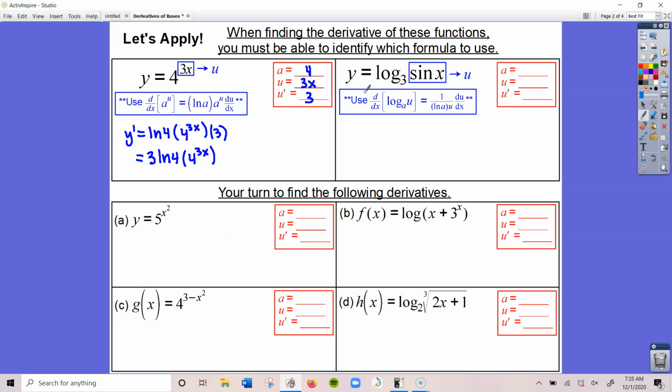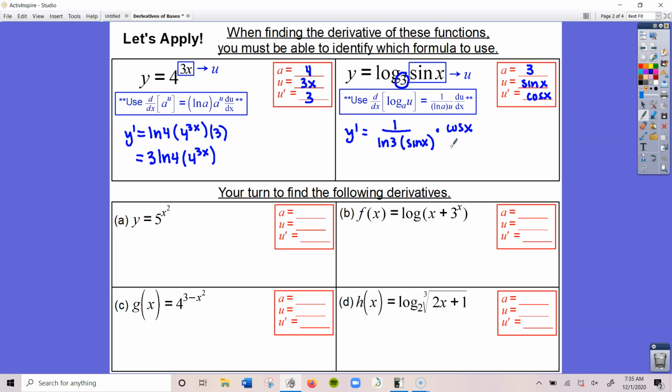Moving along to this next one here, we have y is equal to log base 3 of sine of x. So sine of x is our u function. a is the base, which is always this little number here, so 3. u, as I indicated, is sine x, and so u prime is cosine x. So now when we find the derivative, y prime is going to equal 1 over the ln of the base, so 3, times u, which is sine of x, and then all of that is going to get multiplied by cosine of x.